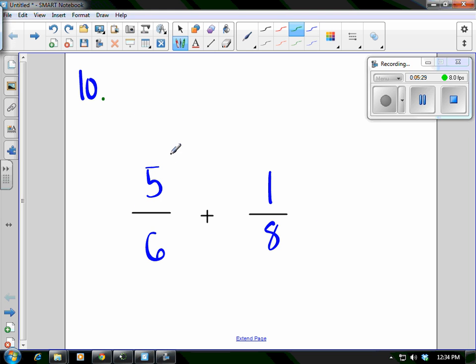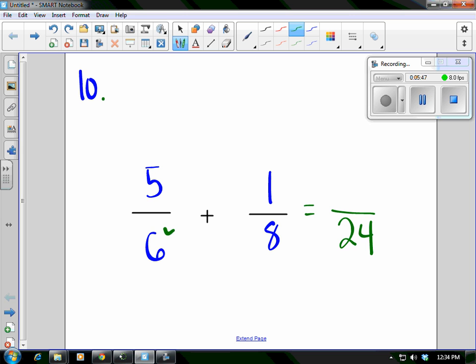Okay, number 10. We've got 5 sixths and 1 eighth. Okay, we can look at both those numbers. If we want, we can even start counting by the bigger number. So 8, 16. We know that 6 can't go into 16, so 24. All right, they both go into 24.